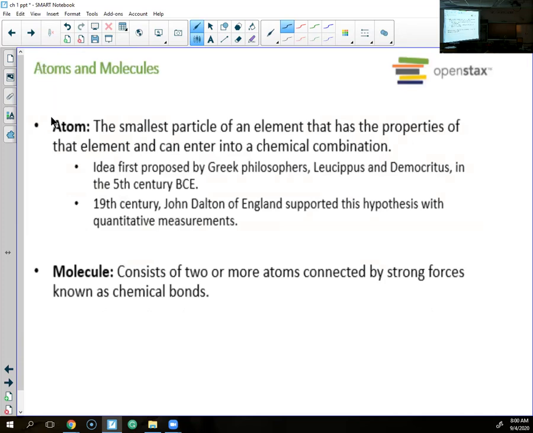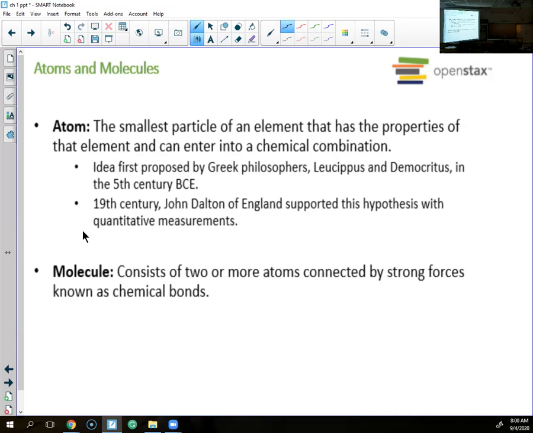Okay, I'm not going to give you time to write these down, but an atom is the smallest thing an element has that has the properties of that element and can enter into a chemical combination. So if we talk about a single piece of an element, we're talking about the atom, right? Then the molecule consists of two or more atoms connected by strong forces known as chemical bonds. And we'll learn all about chemical bonds, just not today. But these are just keywords you really have to know.